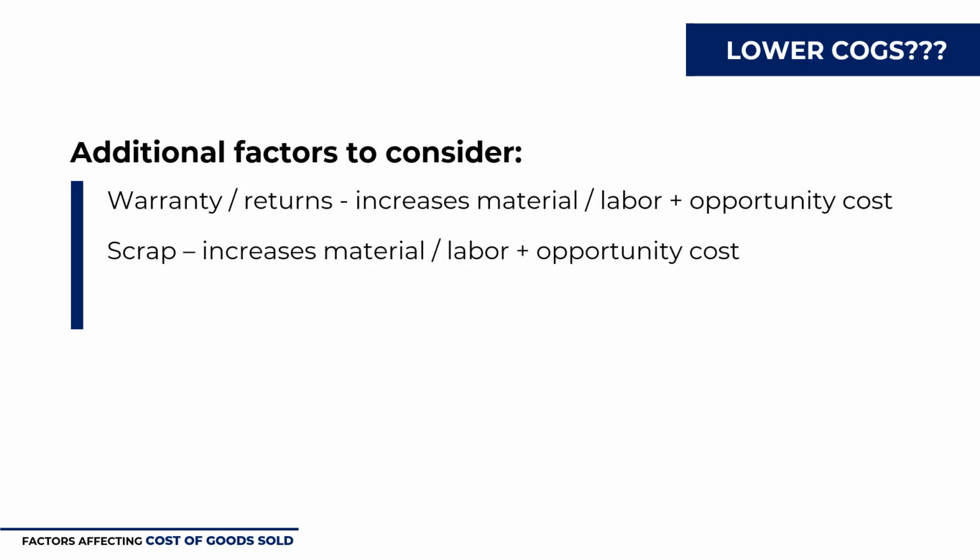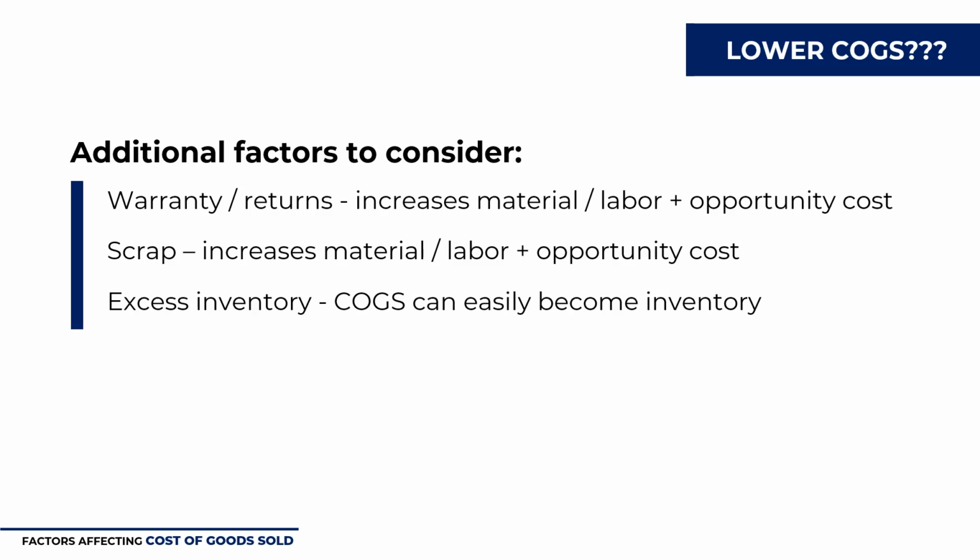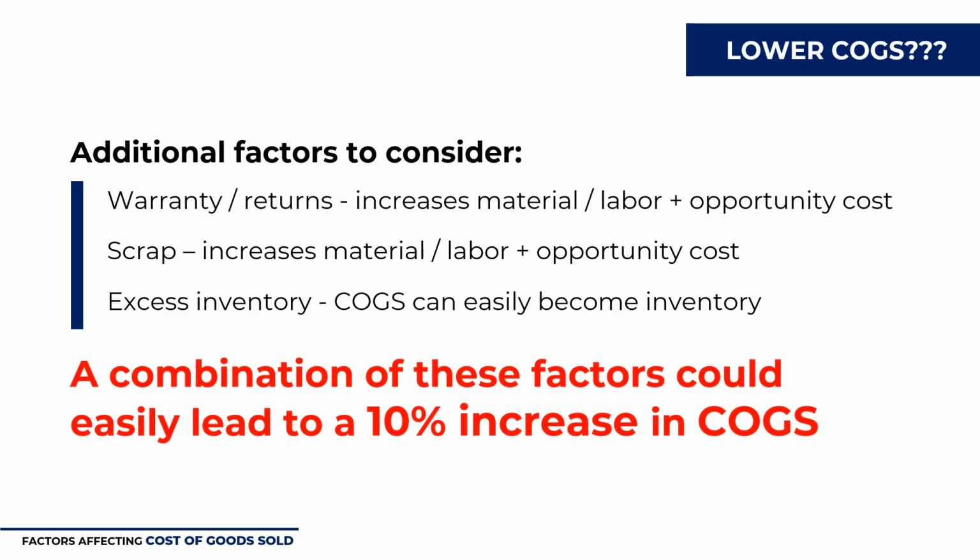Scrap is another factor to watch. Scrap has the same cost impact as returns. It increases your material, labor, and opportunity cost. The third factor to watch is your inventory. If you overproduce in anticipation of increased sales and those sales fail to materialize, you end up with excess inventory. Often, excess inventory is stored randomly wherever room happens to be available. Keeping track of what's available and where can be tough if the business doesn't have a proper inventory tracking process. But the bottom line is this: returns, scrap, and inventory can easily impact your COGS by 10% or more.